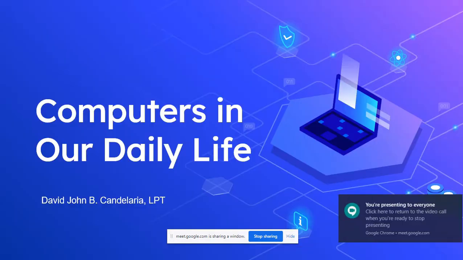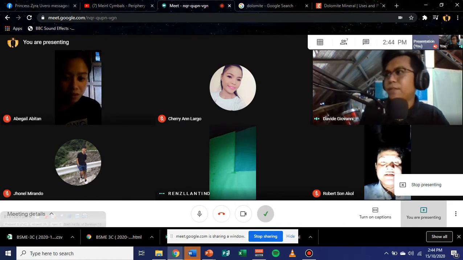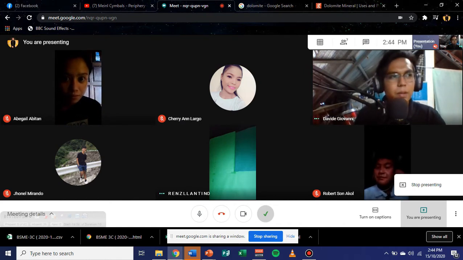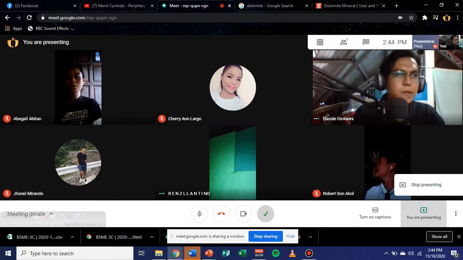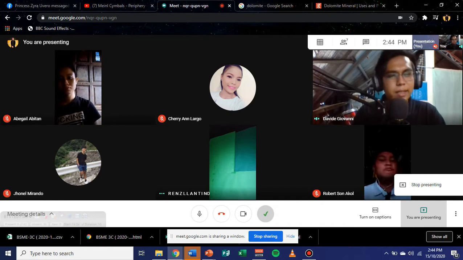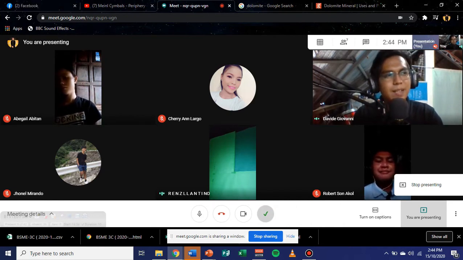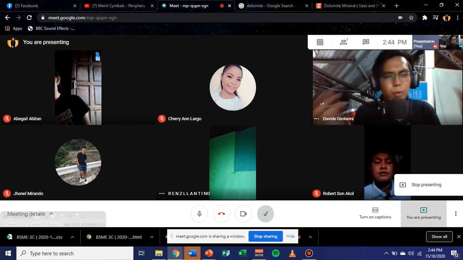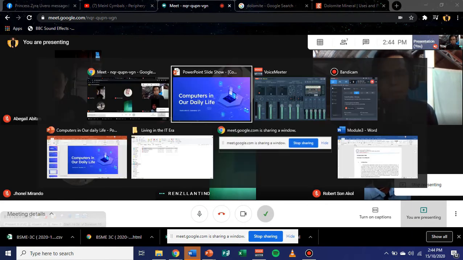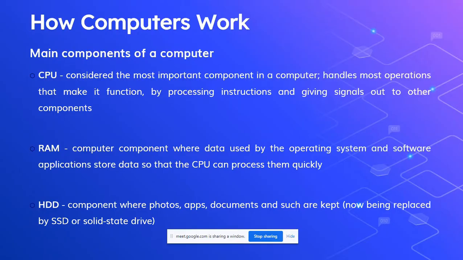Anyway, so our topic for today is concerning how computers work in our daily lives. So, how the computer is integrated sa buhay natin, sa day-to-day living ng tao, as students, as professionals. Yun yung ginagawa ng computer sa buhay natin. So, let us first tackle how computers work.